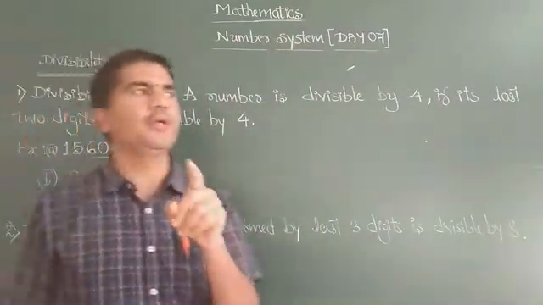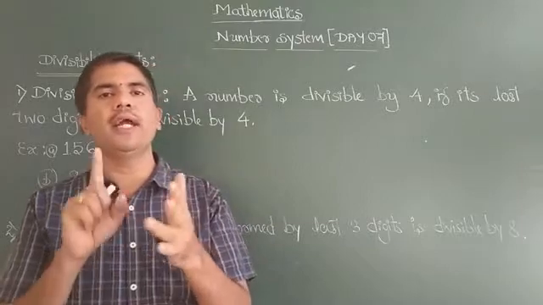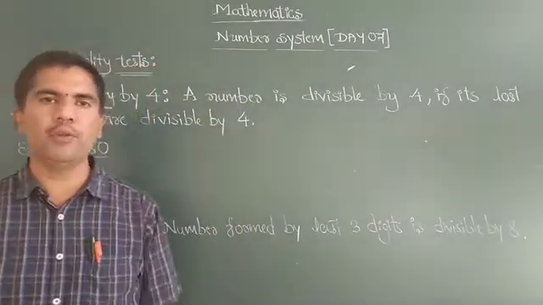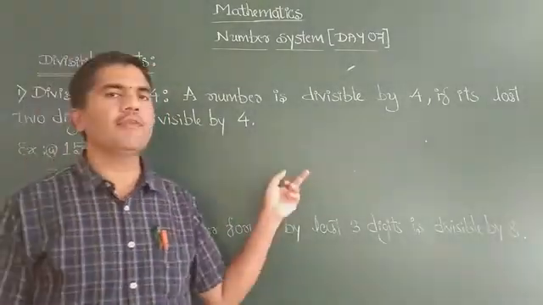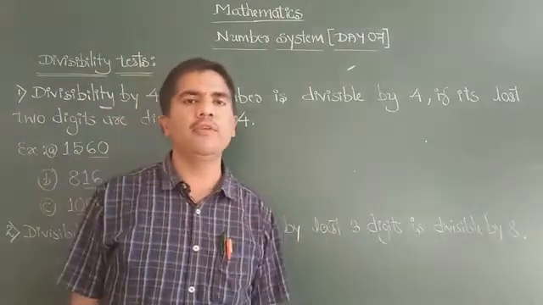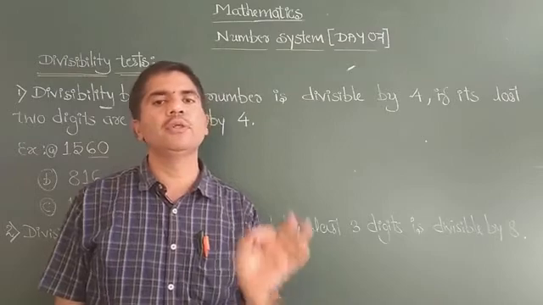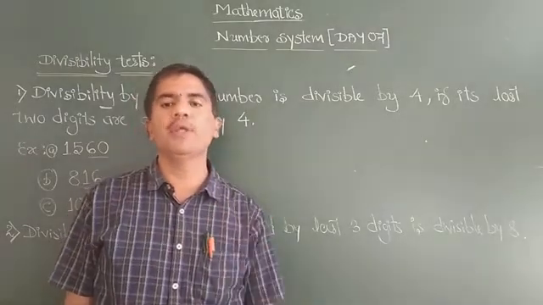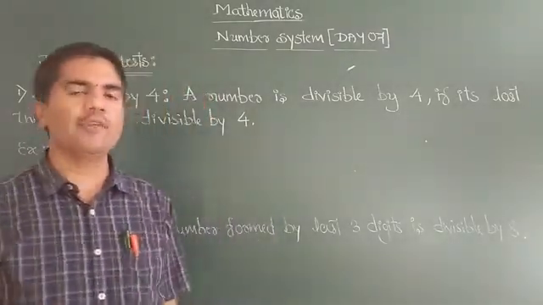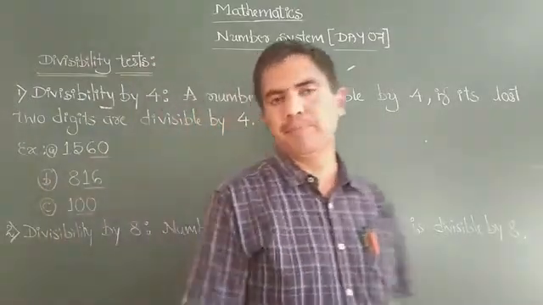Already I have told you divisibility by 2, 3 and 9. A number is divisible by 2 if its last digit is 0, 2, 4, 6, 8. It is divisible by 3 if the sum of the digits is divisible by 3. It is divisible by 9 if the sum of digits is divisible by 9.